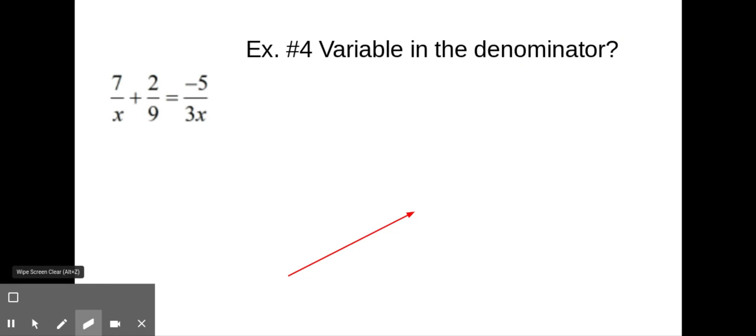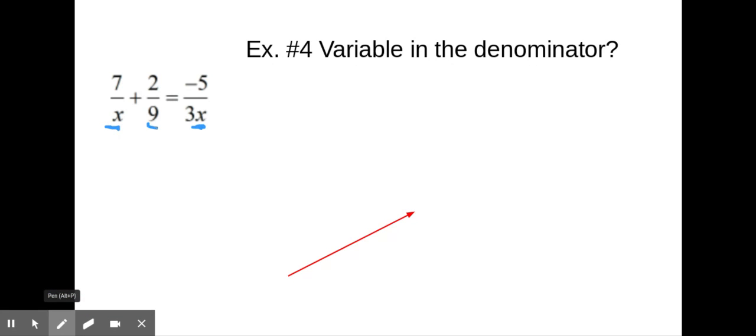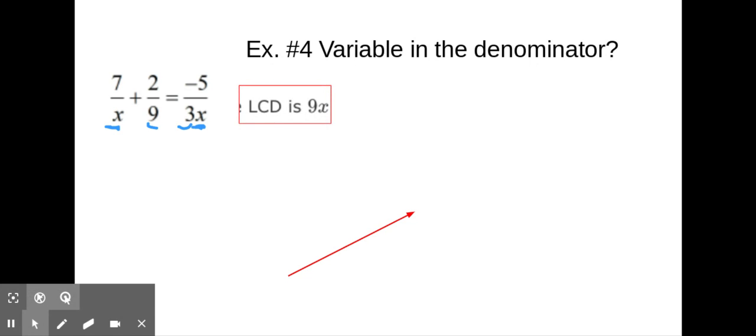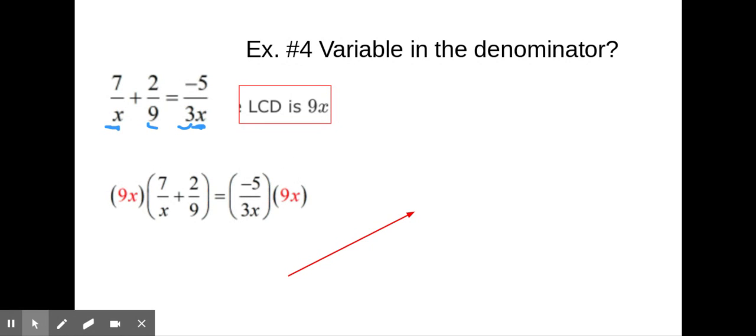Okay, and what if we have a variable in the denominator? Well, we're just going to use it as part of the LCD. So here, x is going to be part of the LCD. And of course, we also have a 9 and a 3, so we're going to have 9 as part of the LCD. So the LCD is going to have a 9 and an x, the LCD is 9x. Now you're going to multiply through by 9x.